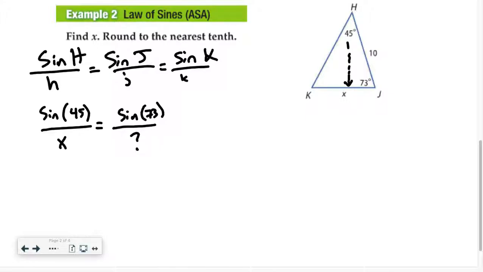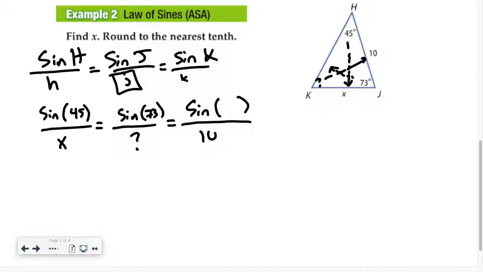We don't know lowercase j. We're not sure what the side opposite J is. It's unknown. So maybe we won't be using that part of the proportion. Well, let's see if we've got enough information about k. We have sine of, well, here we don't have angle K. That's unknown. We don't know what that angle is. But we do have the side that's opposite angle K. We have 10. So we have some missing information here, more than just x. So the easier route to go here is going to be to find angle K.